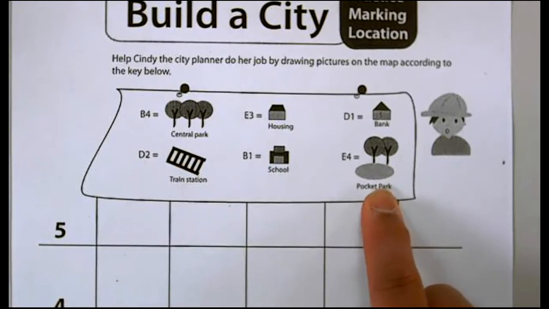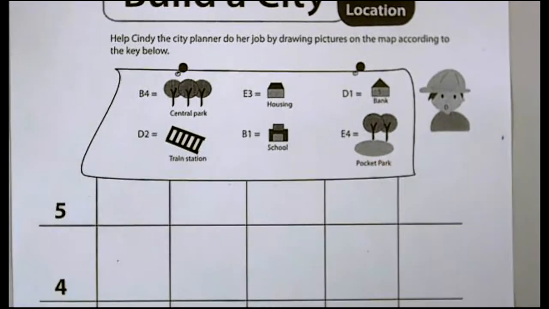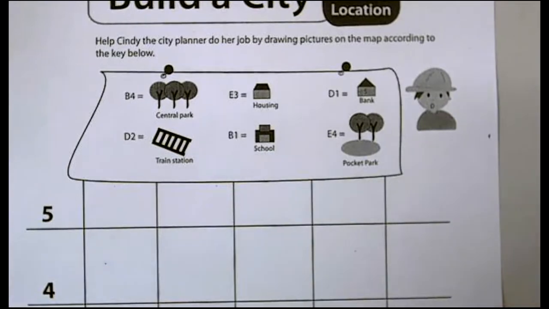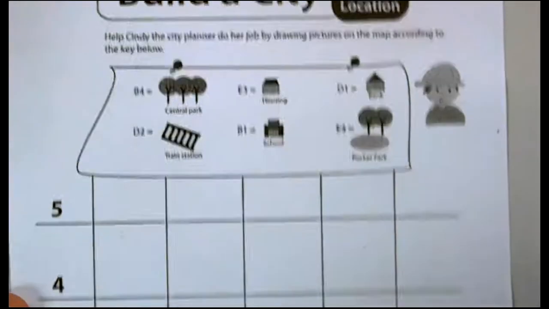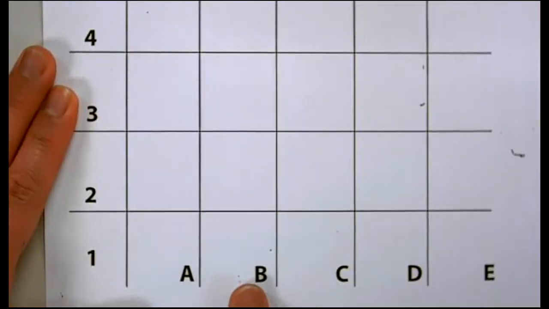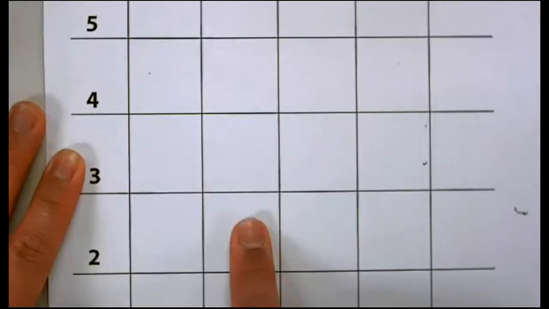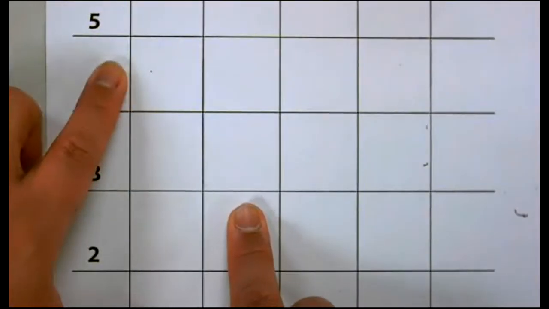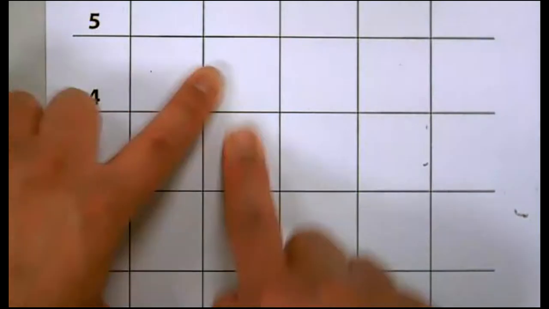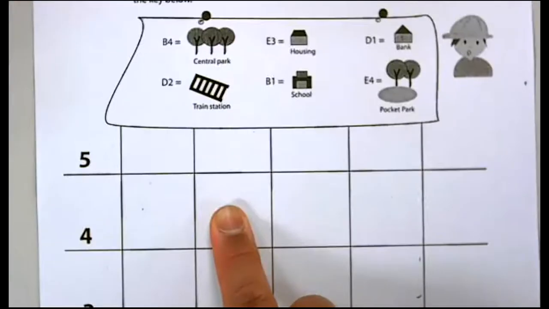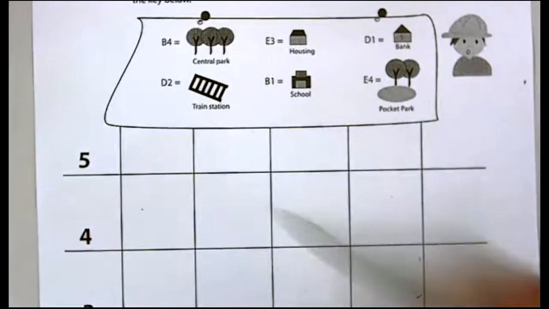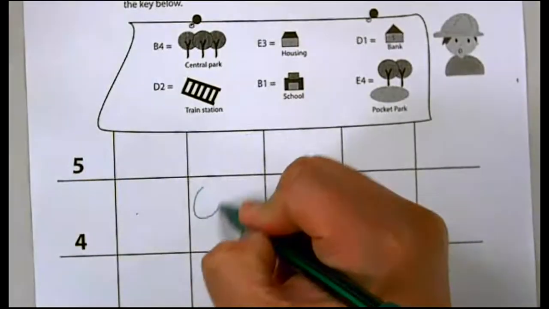Okay, so I'm going to show you how to do this. Let's do Central Park together. It says put Central Park in B4. So on my map here on this grid, I see a B right there. I'm going to follow that up, and I see the 4 right here, and I'm going to follow it this way, and where they meet, that's B4. According to this, it says put Central Park on that part of the map. So really simple, I'm just going to draw Central Park.